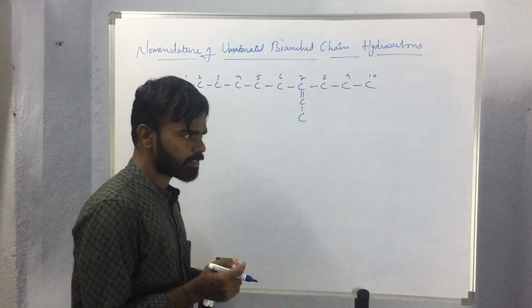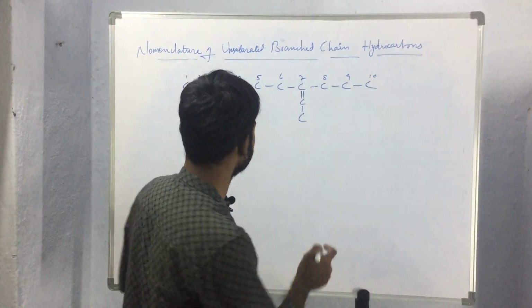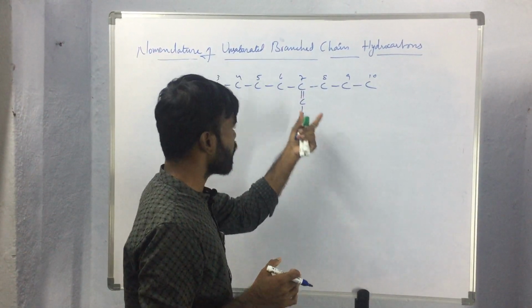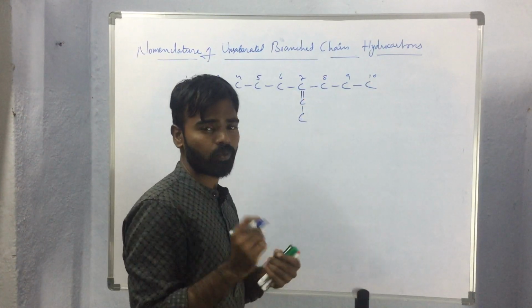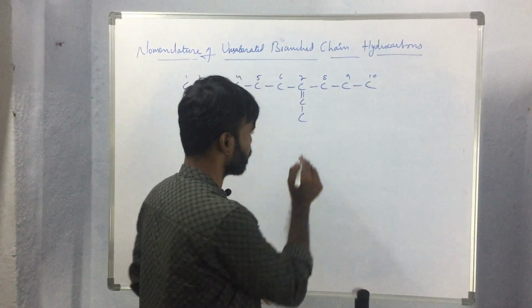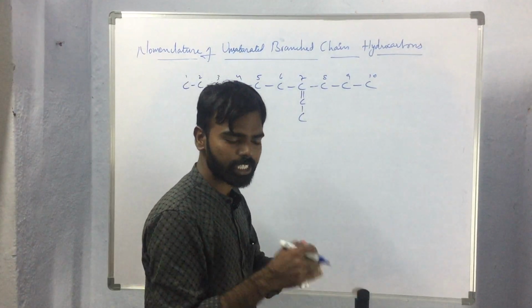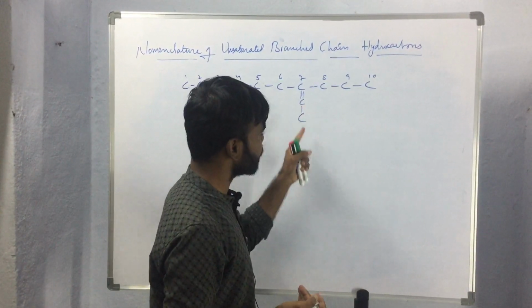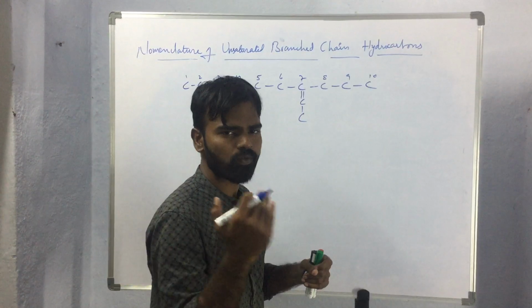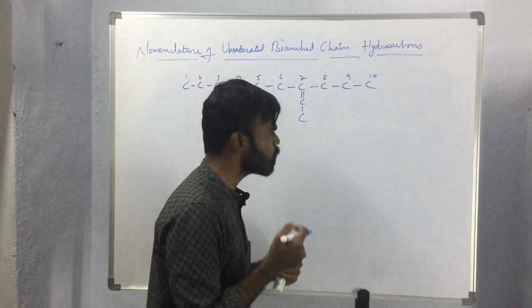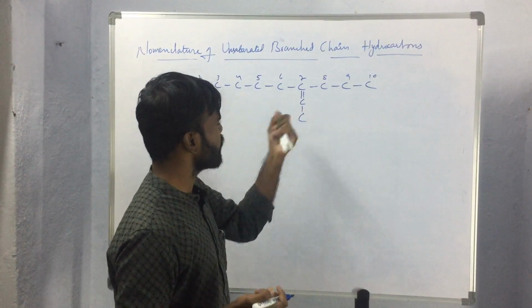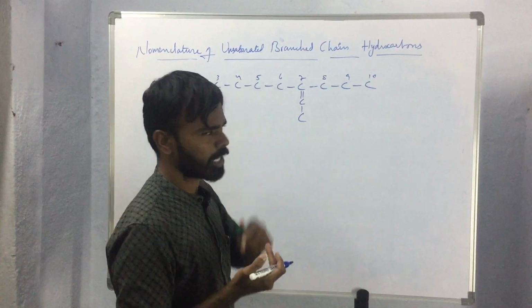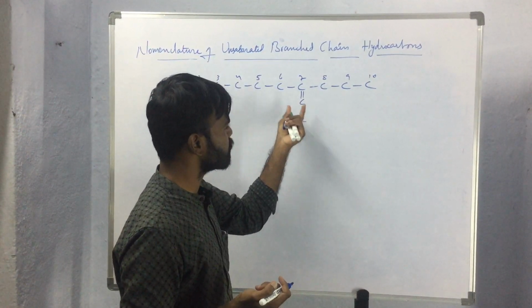So we have already discussed that while naming the unsaturated branched chain hydrocarbons, if the unsaturation is present in the side chain, we have to consider two points here. First, whether the unsaturation in the side chain is directly attached to the parent chain, or it is separated from the parent chain by one or more carbon atoms. So these two points we have to consider. So here, if we observe, this unsaturation of the side chain is directly attached with the parent chain.